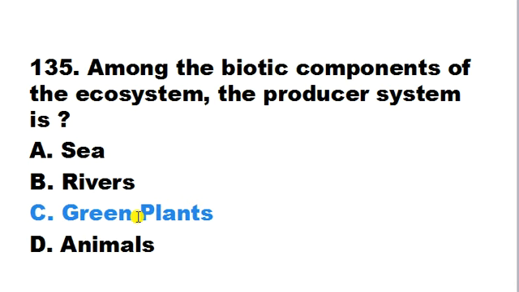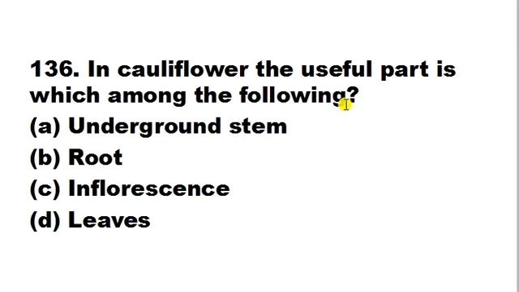In cauliflower, the useful part is which among the following? Underground stem, root, inflorescence, leaves. In cauliflower, the usable part is which among the following? So here the correct answer would be C. That means the young inflorescence is the edible part of the cauliflower. Cauliflower, it's a useful part or edible part.